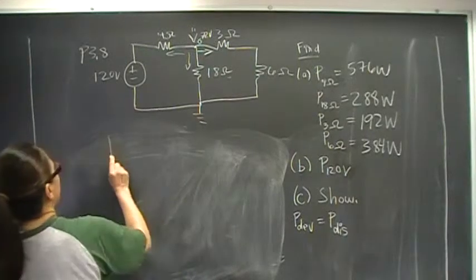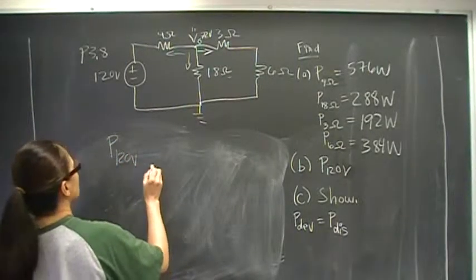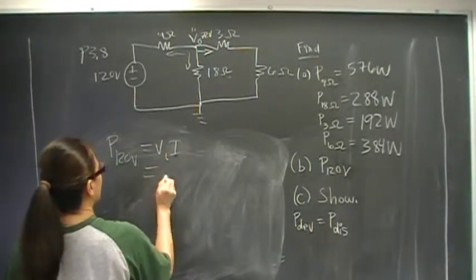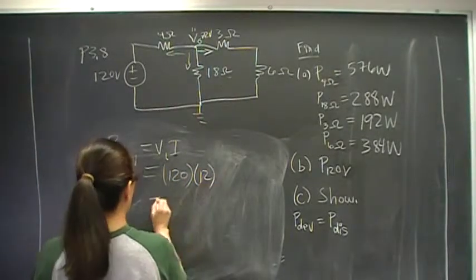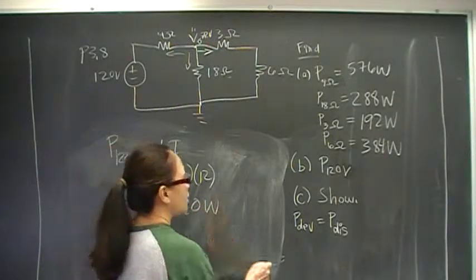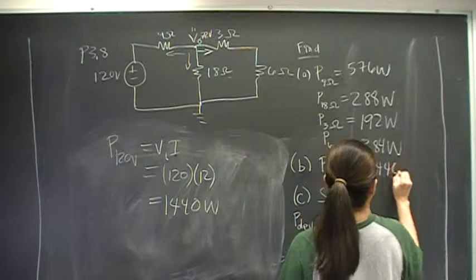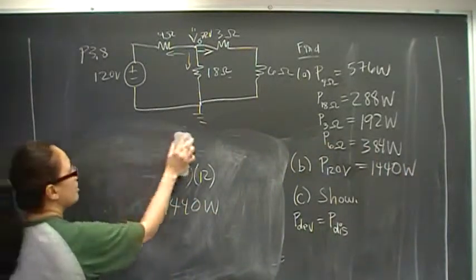So the power delivered by the 120 volt voltage source is just VI. That's just 120 times 12, which is 1440 watts. That's the power delivered by the voltage source. So we want to show that power delivered is equal to power dissipated.